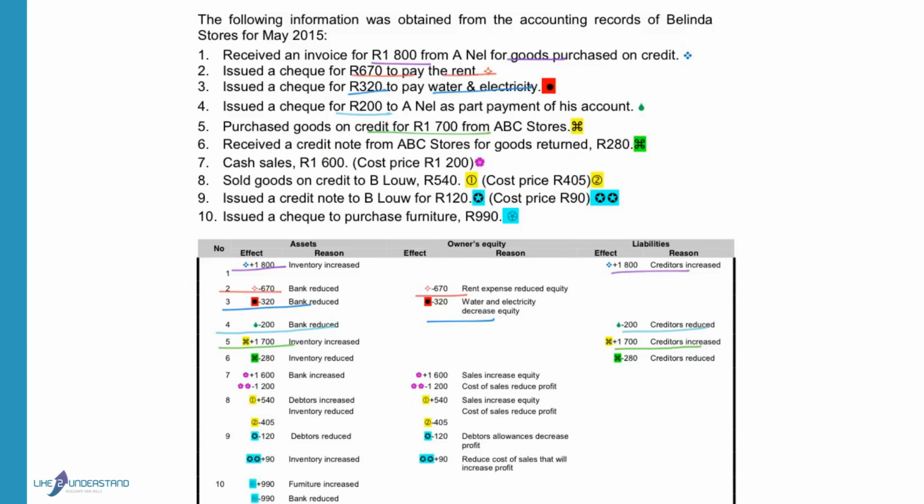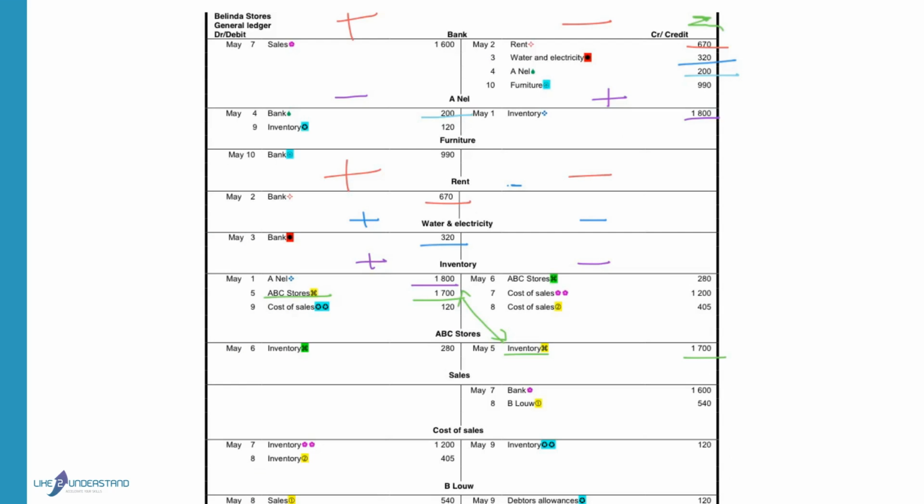Receive a credit note from ABC stores for goods returned. So we returned goods that we were not satisfied with. That means that we owe less money to the creditors, so my liabilities will decrease. We have less inventory because we returned inventory, so inventory will decrease my assets. In the inventory account, I will show that I decrease the inventory on the credit side, and in ABC stores, we will show that we decrease the amount that we owe him, 280 Rand.